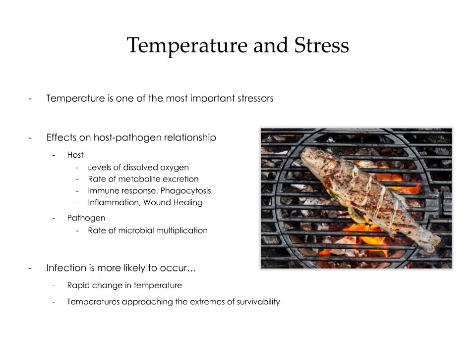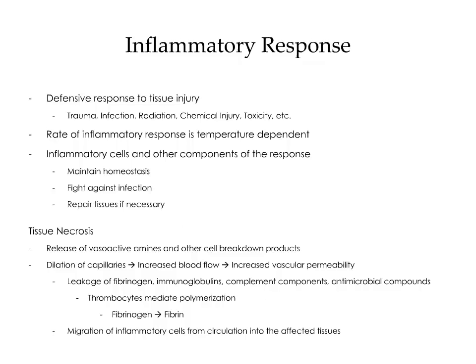Infection is more likely to occur when there's a rapid change in temperature or at temperatures approaching the extremes of survivability. The inflammatory response is a defensive response to tissue injury. Causes of tissue injury may include trauma, infection, radiation, chemical injury, and toxicity.